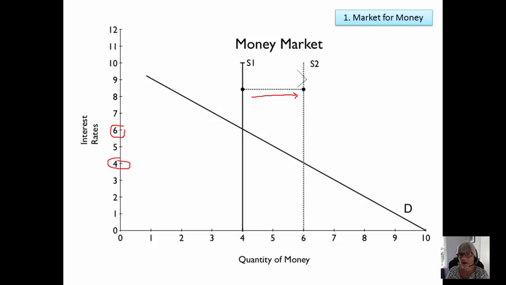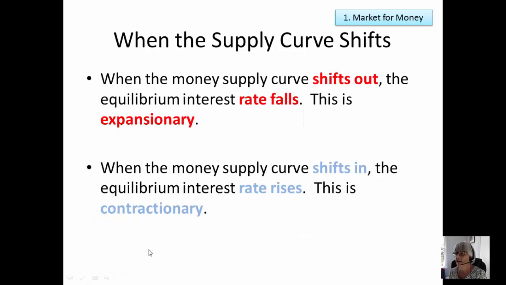And we use a vertical supply curve because we assume that the Fed controls the money supply and they are not going to change the supply just based on interest rates. When the Fed takes some monetary policy that decreases the money supply, the supply curve shifts in to the left, resulting in higher interest rates. Increase the money supply, interest rates decrease. Decrease the money supply, interest rates increase. That's a super quick overview of money supply and how it changes interest rates.